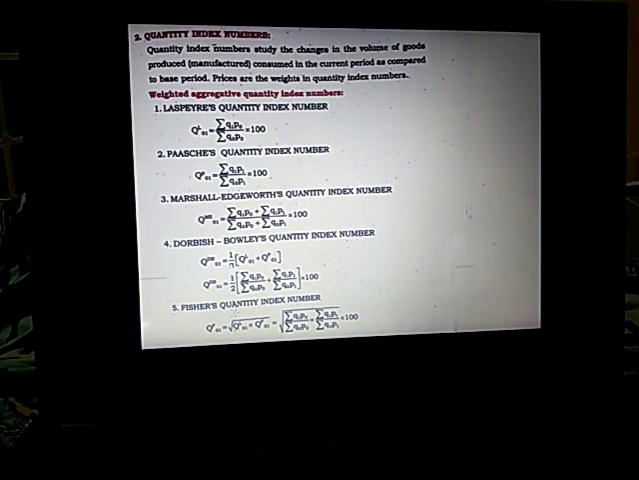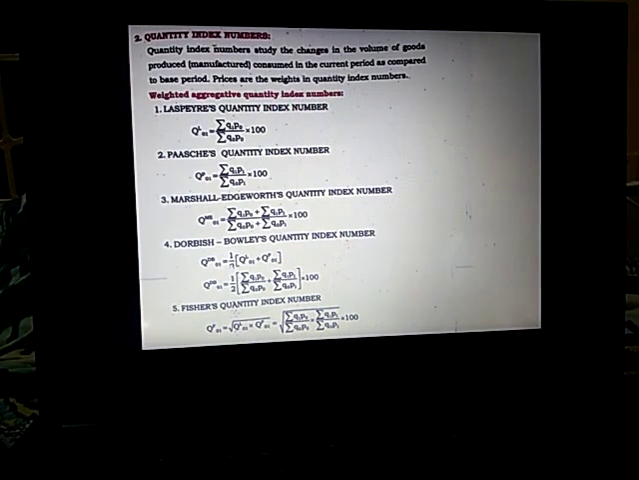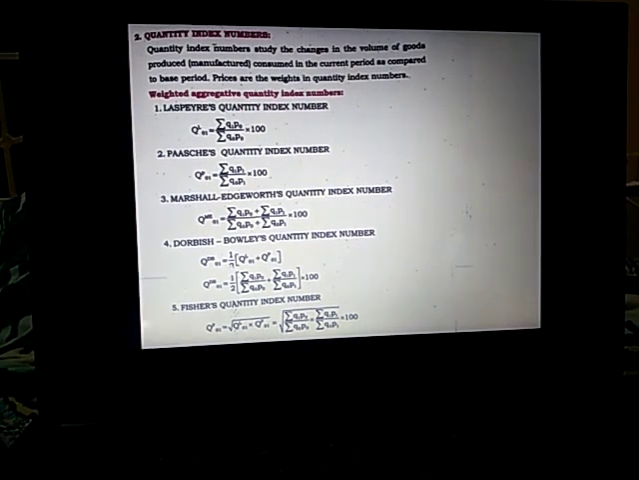These formulas are all similar to the price index numbers, except that instead of P1 and P0, here it is Q1 and Q0. Everything else is just an interchange. Instead of P1 P0 and all, it will be Q1 Q0. So that's it, and we'll discuss a few examples on calculating the quantity index numbers in the next video.